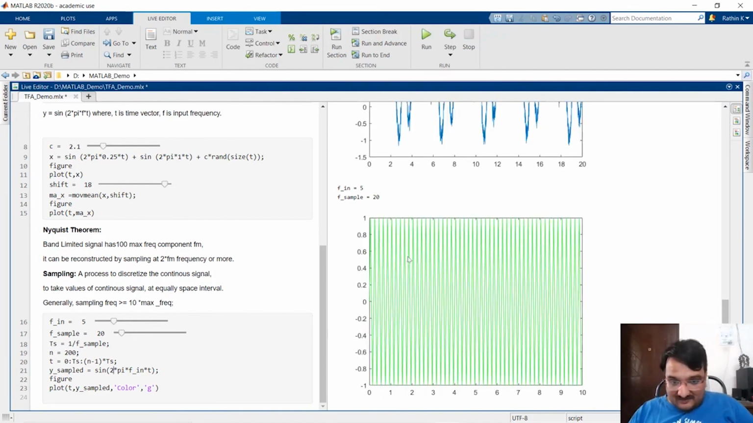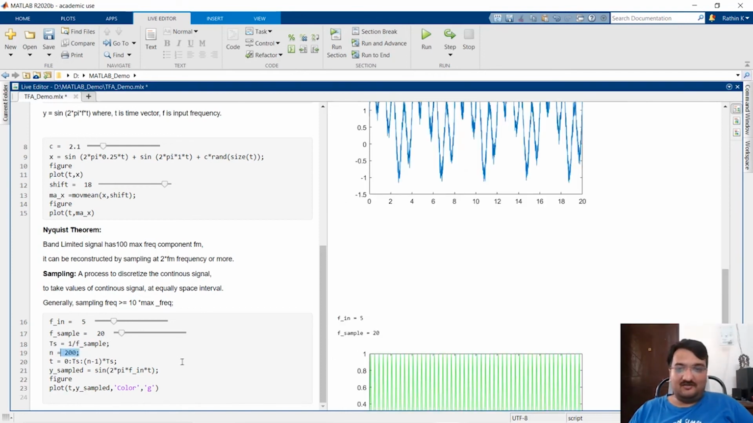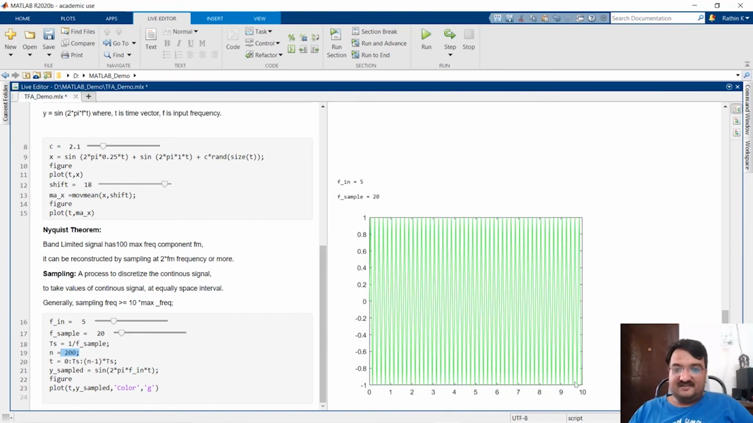One more thing to notice here is that when your sampling rate is 20 and your number of samples is 200, you are getting 10 seconds here, as you can see. Additionally, your input frequency is 5. The input frequency is maintained, in 1 second it repeats 5 times, but you are getting almost a spike kind of waveform.